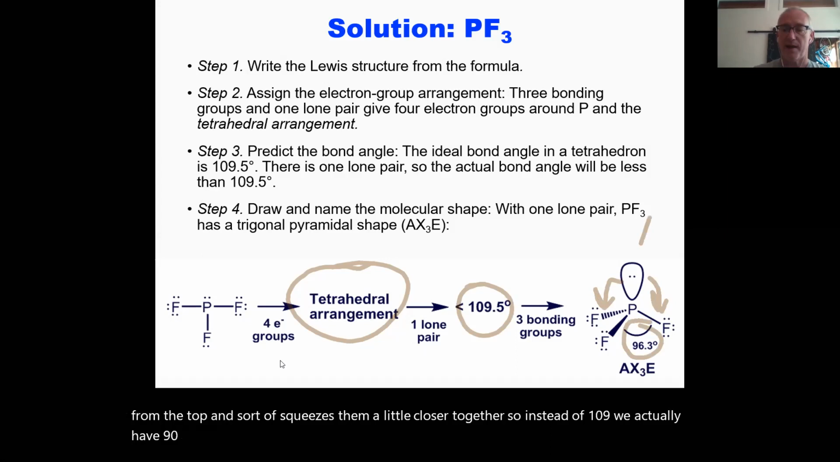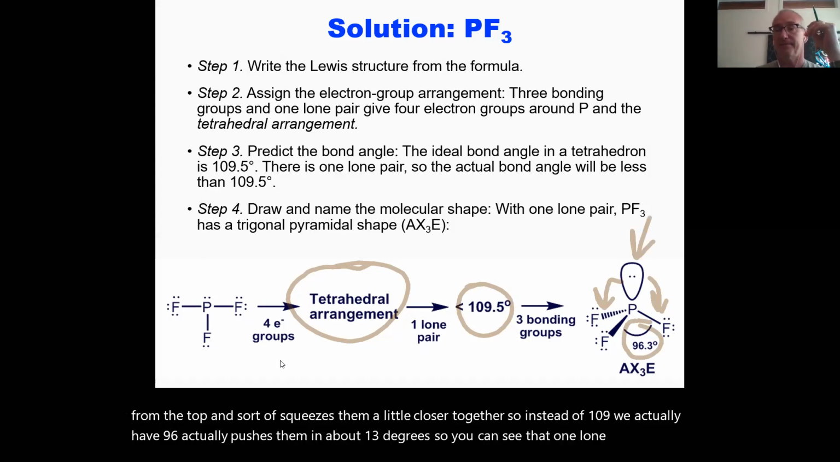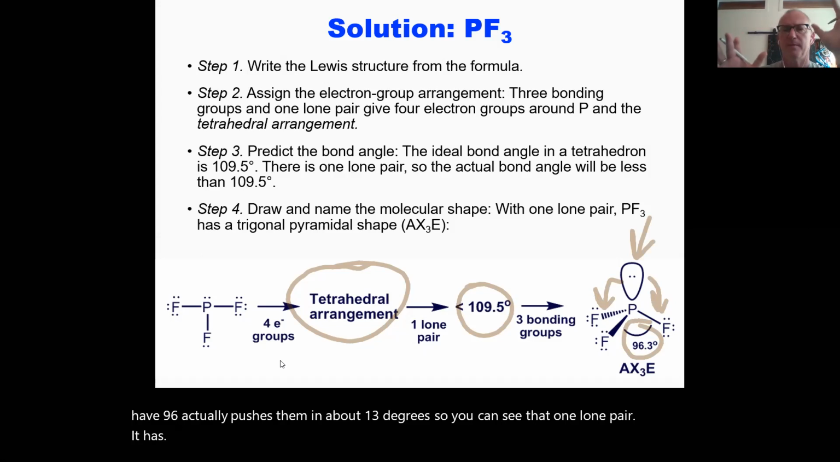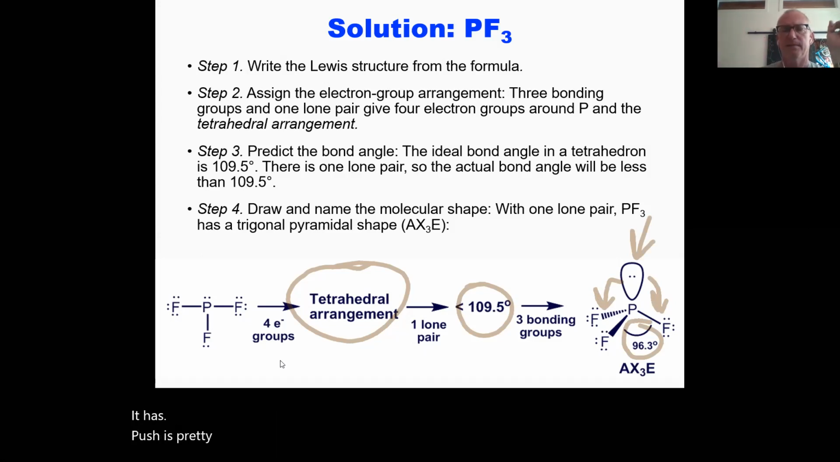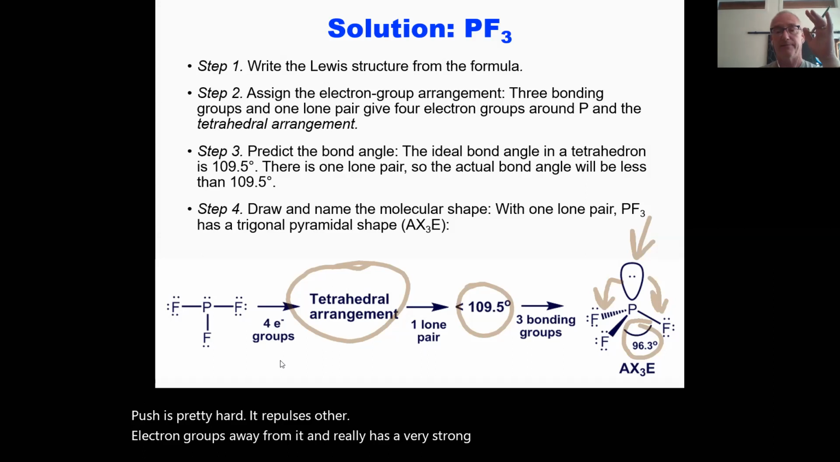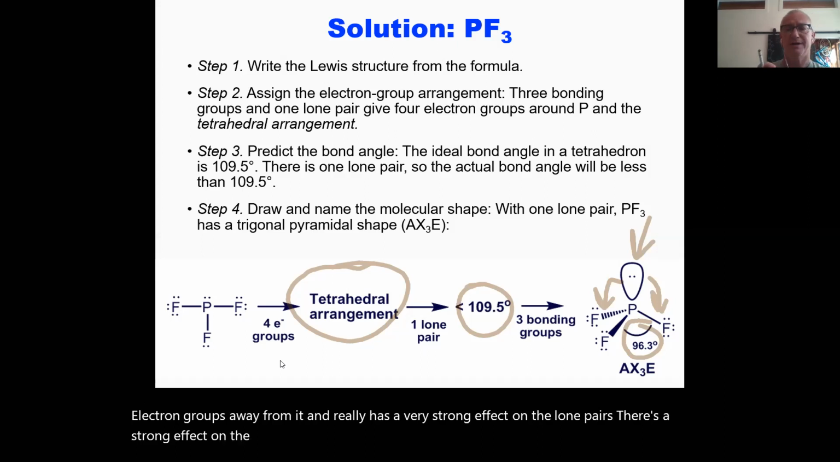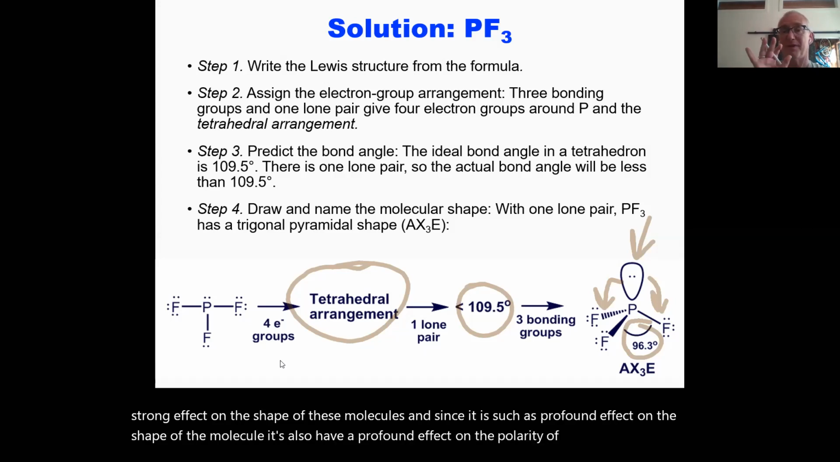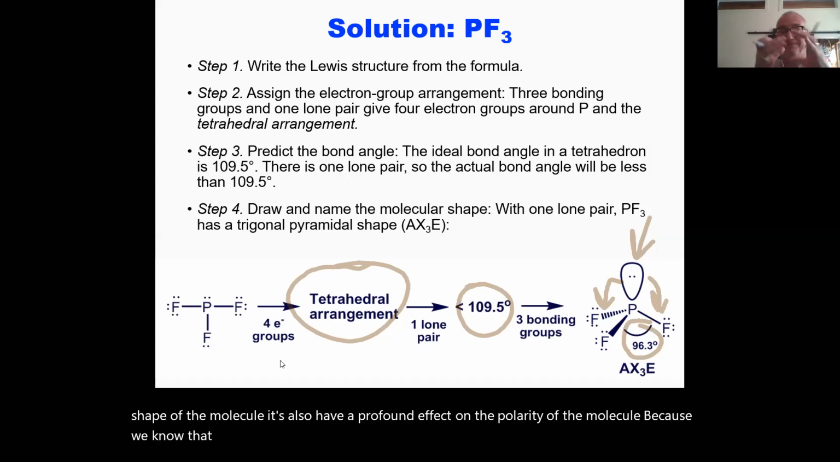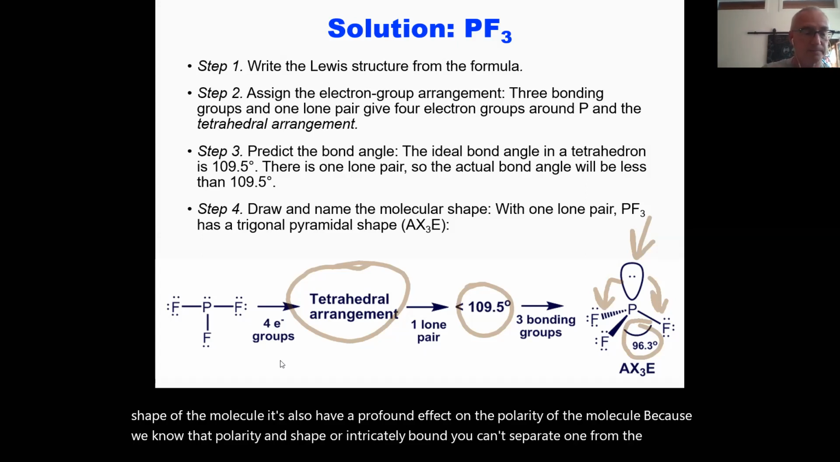So you can see that one lone pair pushes pretty hard. It repulses other electron groups away from it, and has a strong effect on the shape of these molecules. And since it has such a profound effect on the shape of the molecule, it's also going to have a profound effect on the polarity of the molecule, because we know that polarity and shape are intricately bound. You can't separate one from the other. Let's try another one.